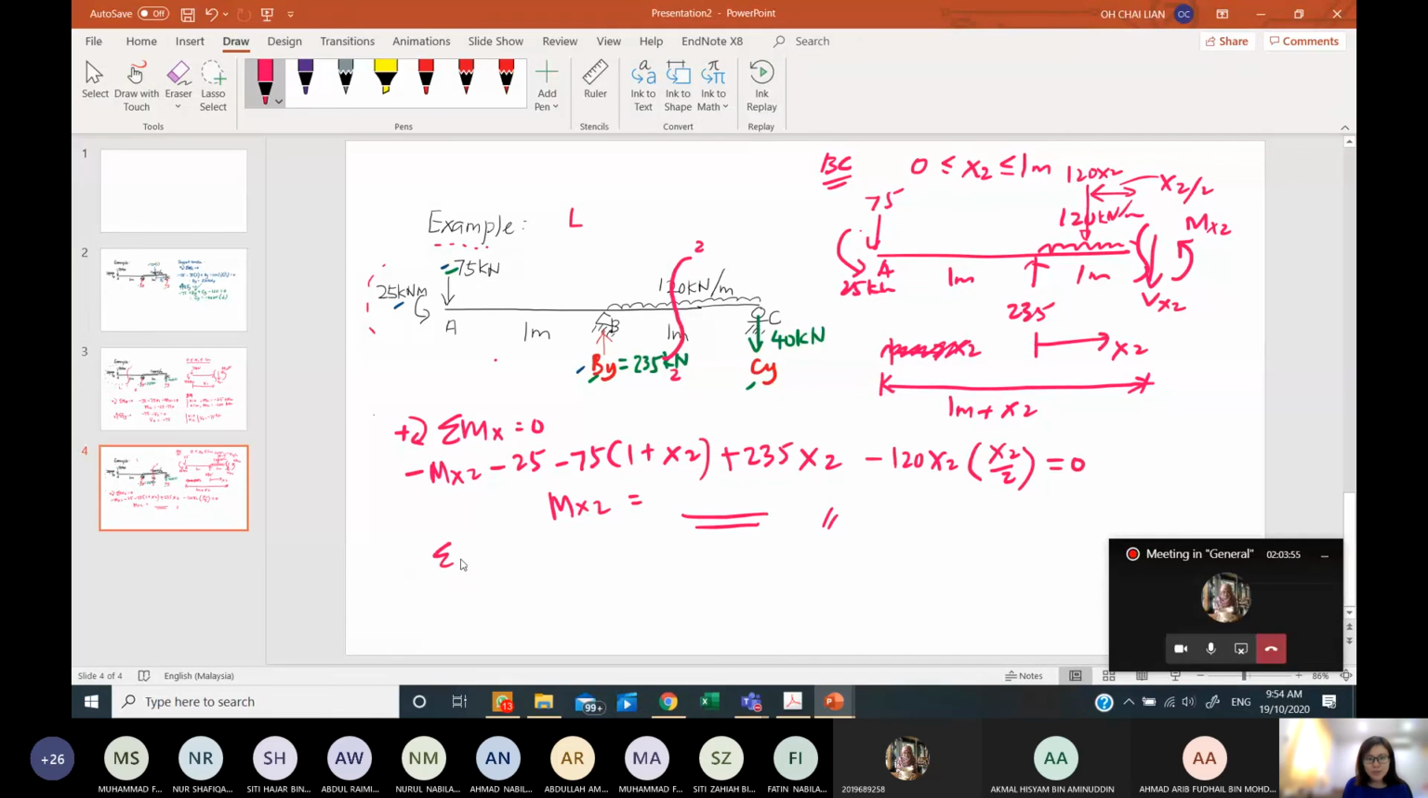I will continue with summation Fy equal to 0. Now I have 75 with me. I have 225, and I have 120 x2, which is downward. And then I have minus Vx2 equal to 0. So now you can form your Vx2 equation by rearranging these elements. Let me check whether I have missed out anything. Yes, okay.